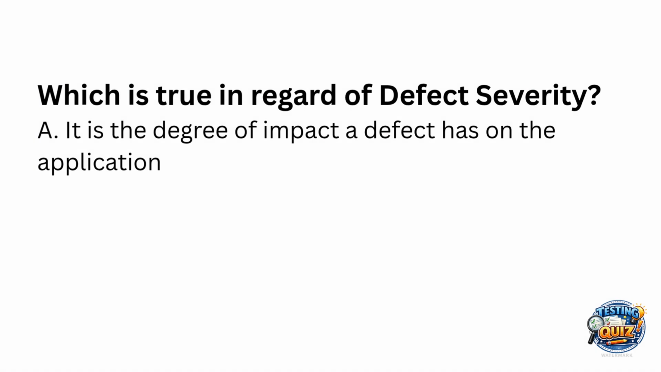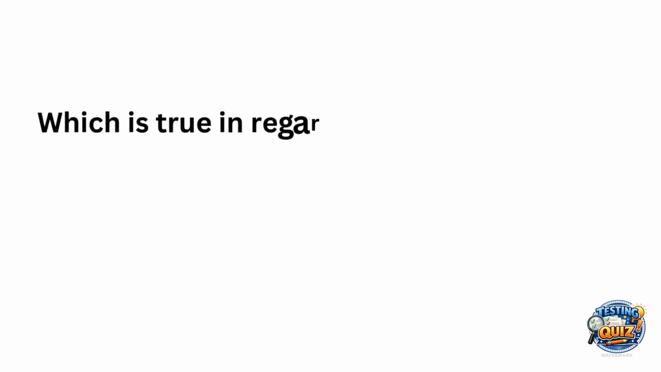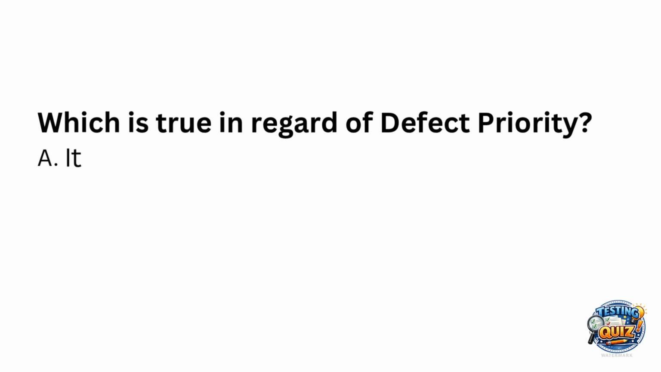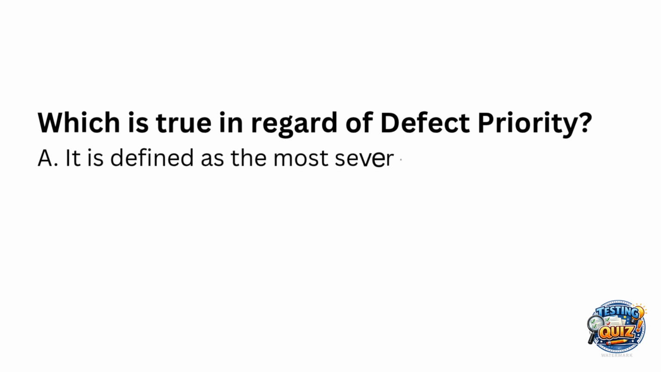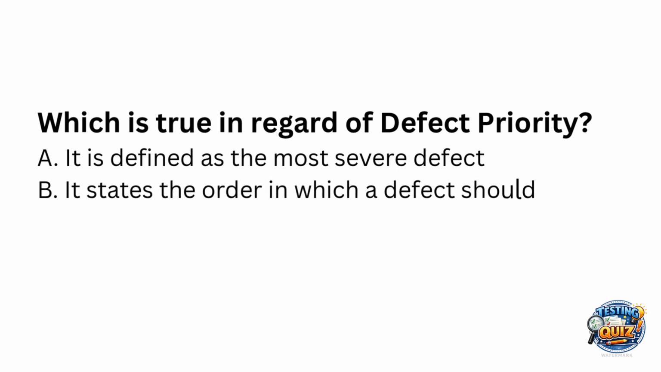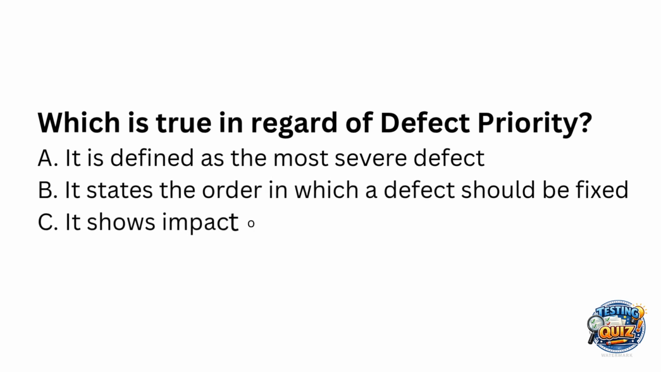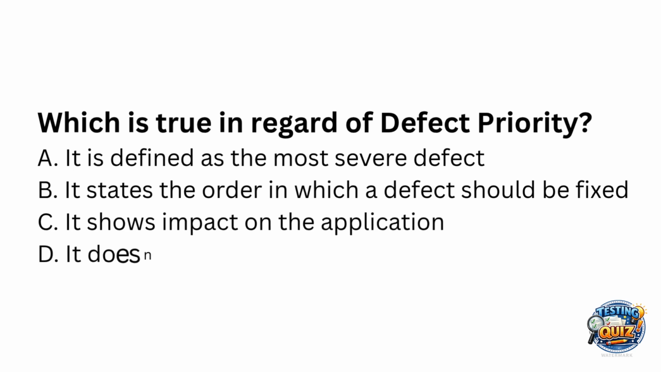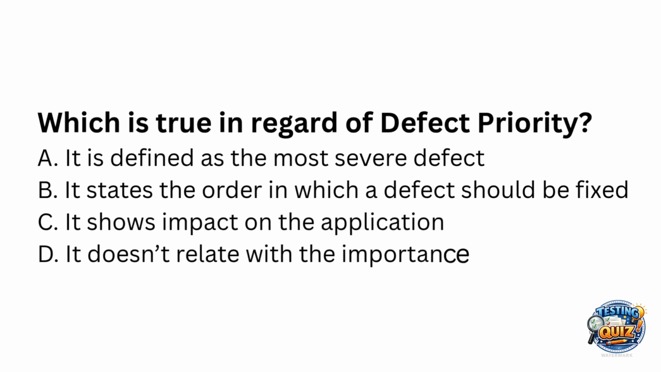The correct answer is A. It is the degree of impact a defect has on the application. Which is true in regard of defect priority? A. It is defined as the most severe defect. B. It states the order in which a defect should be fixed. C. It shows impact on the application. D. It doesn't relate with the importance of the defect.